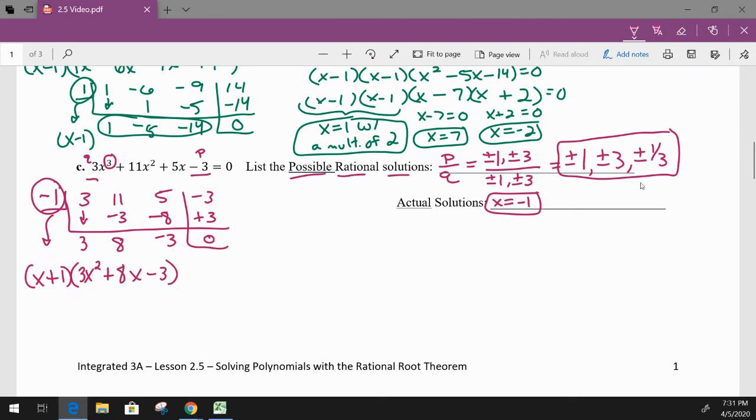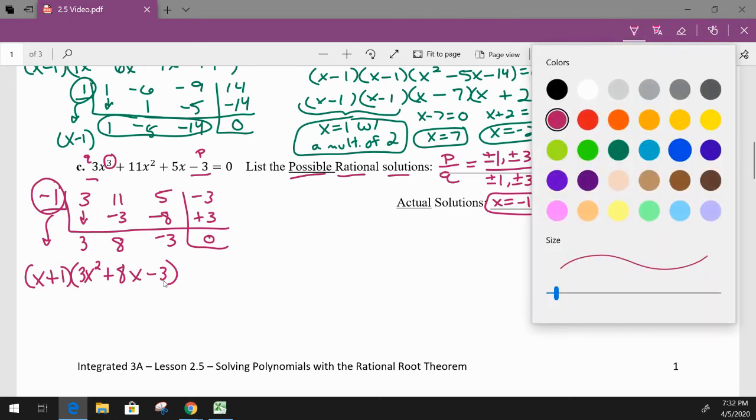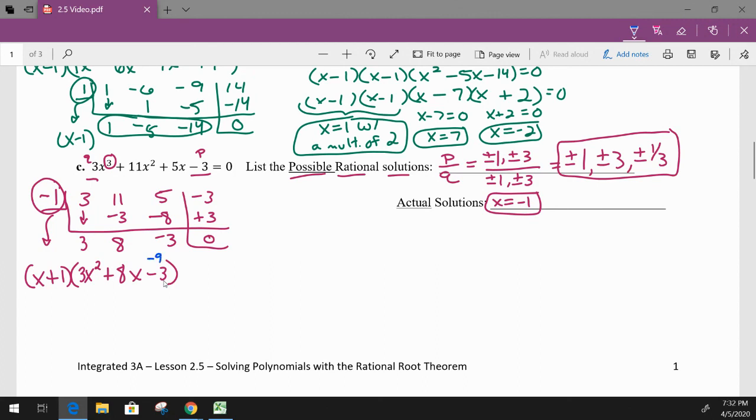So we could try to use the rational root theorem again and use synthetic division. However, I believe this one can be factored with the AC method. So if I take my A value, which is 3, times my C value, which is negative 3, I will get an AC value of negative 9. And the two numbers that multiply together to equal negative 9 and have a difference of 8 are 1 and 9. So with the AC method, you're going to go from 3 terms to 4.